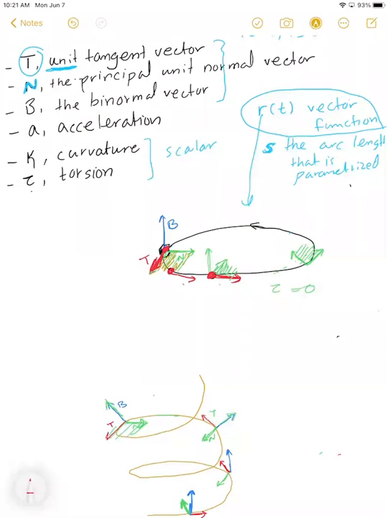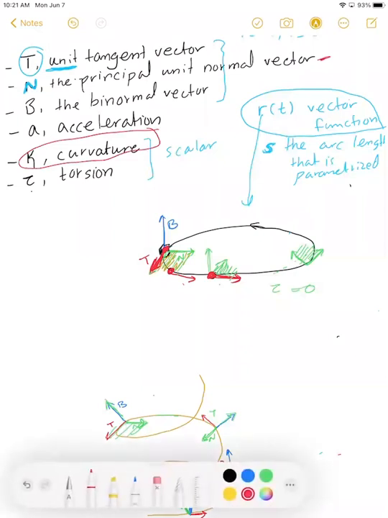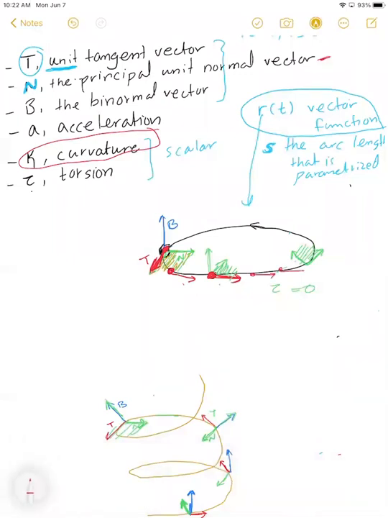The other idea is the principal unit normal vector. But before I talk about this one, let me talk about the curvature. The curvature is a magnitude, so it's just a scalar, a number, that is the magnitude of the change of the tangent vector with respect to arc length. That means how much the tangent vector is changing when the object is moving on this smooth curve. As you see, this constantly has the same change, and so forth. So that is what the curvature is.